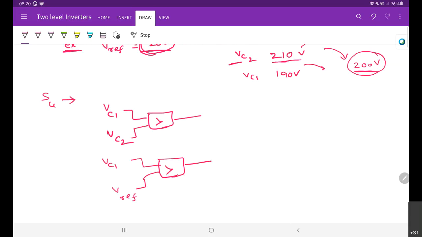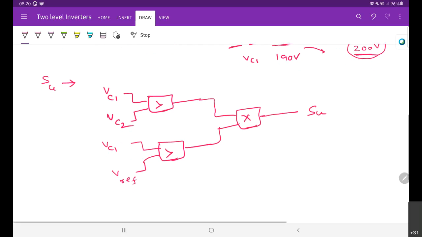Is it clear? So we have two constraints. If VC1 is greater than VC2, we need to turn on the switch, and if VC1 is greater than V reference, we need to turn on the switch. So both conditions need to be satisfied. This is the signal for the SU.